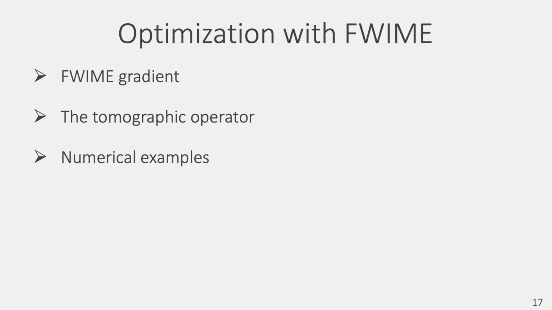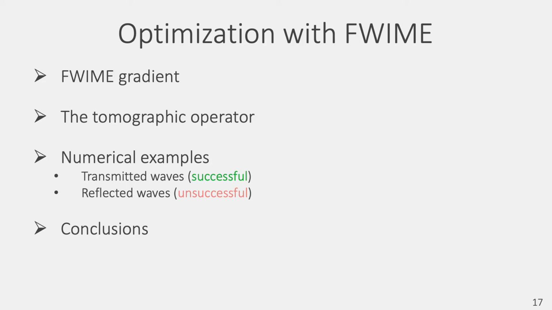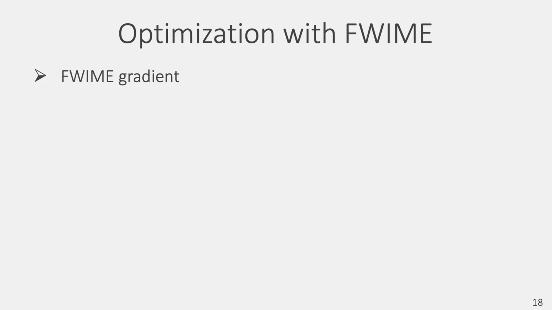Then we apply FWME on two numerical examples. We successfully invert transmitted waves by revisiting the borehole experiment we showed in the first video. Then we'll see that the current FWME formulation is not robust enough on a simple reflection example. And then we'll conclude on the need to incorporate a new tool to mitigate this issue. And let us now investigate the gradient.